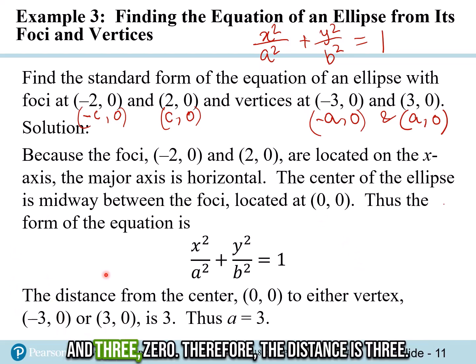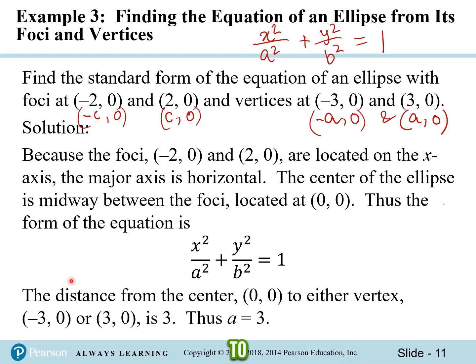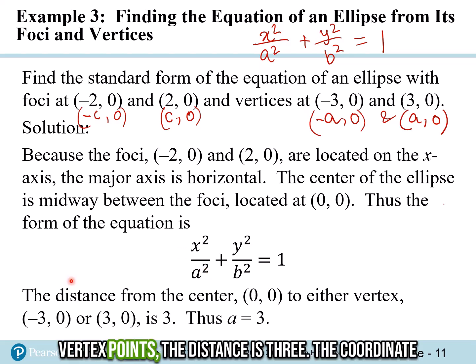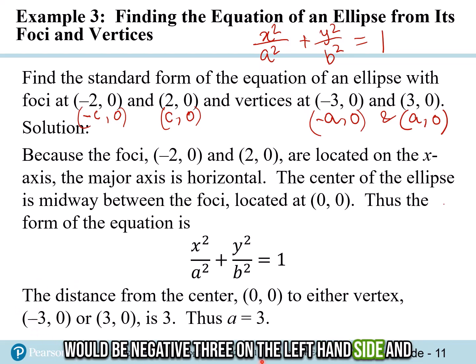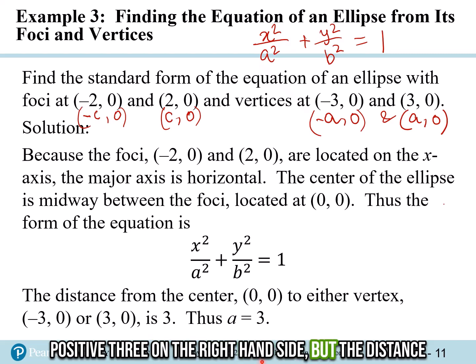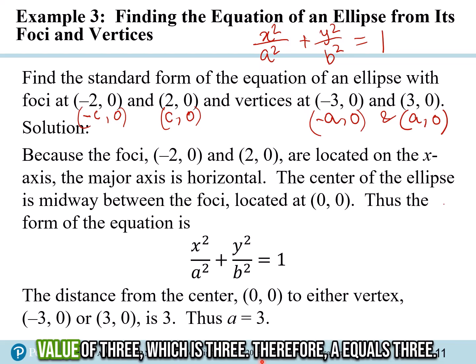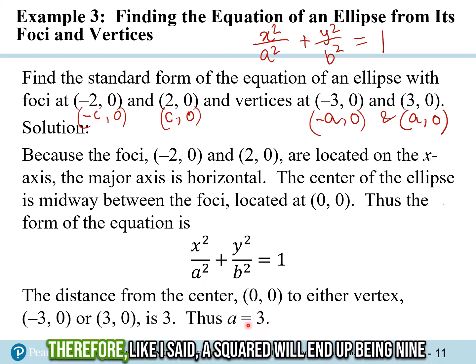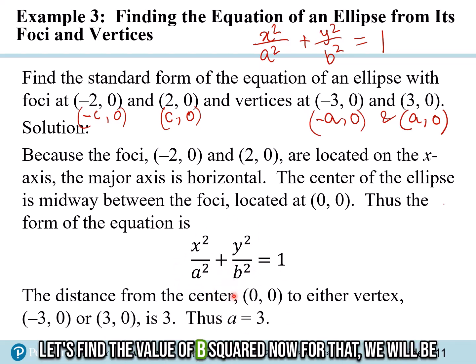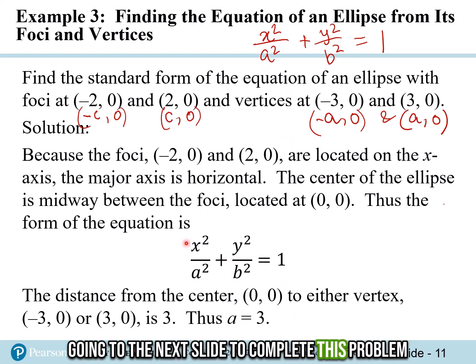-3, 0 and 3, 0. Therefore, the distance is 3 from the origin to each of the vertex points. The distance is 3. The coordinate would be -3 on the left-hand side and +3 on the right-hand side, but the distance from the origin of both the vertex would be the absolute value of 3, which is 3. Therefore, a equals 3. Therefore, like I said, a squared will end up being 9. Let's find the value of b squared now. For that, we will be going to the next slide to complete this problem.